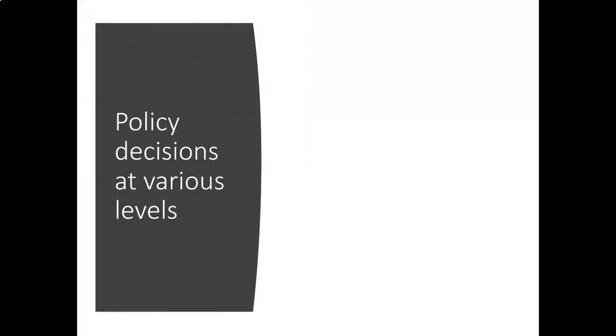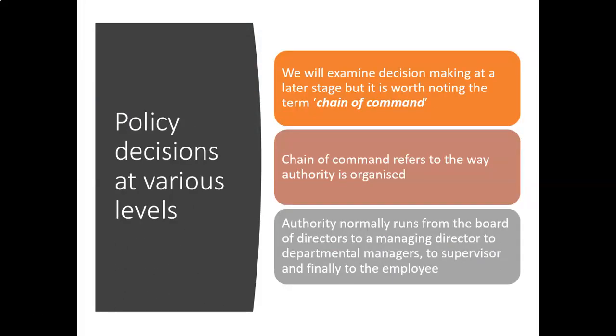Next slide. Policy decisions at various levels. We will examine decision making at a later stage, but it is worth noting the term chain of command. The chain of command refers to the way authority is organized. Authority normally runs from the board of directors to a managing director, to departmental managers, to supervisor, and finally to the employee. Next slide.